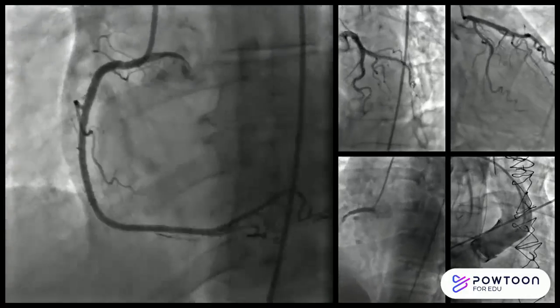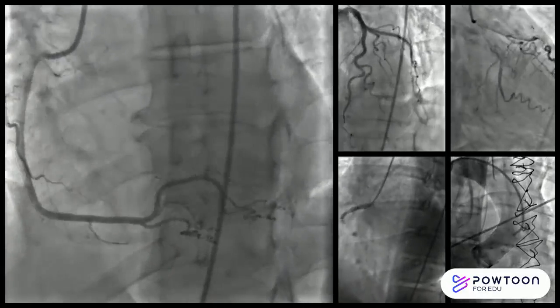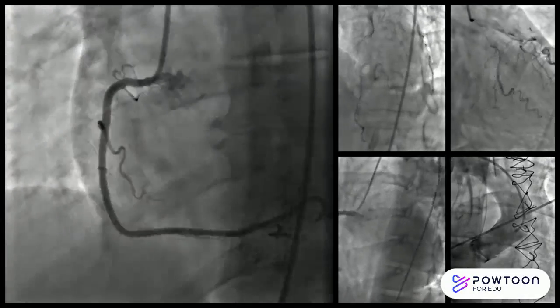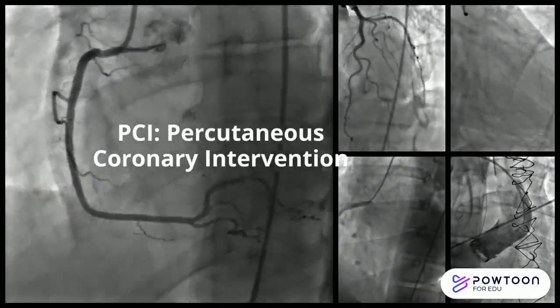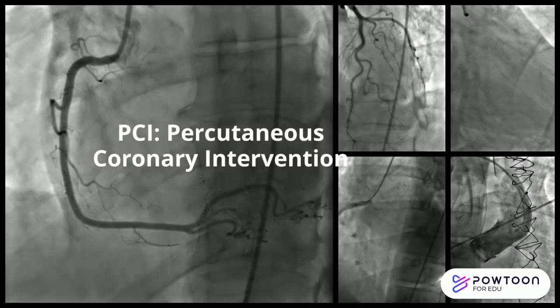This is a quick video of a PCI. What you see here is dye being infused through the coronary arteries. If you can see the dye going through free flowing, that means that the arteries are nice and open. If there's an area where the dye doesn't make it through, that means that artery is blocked.